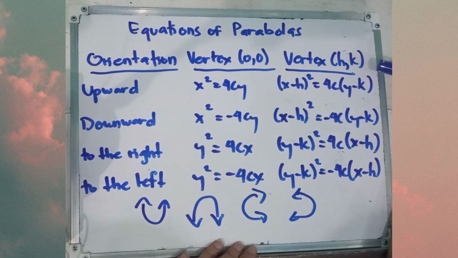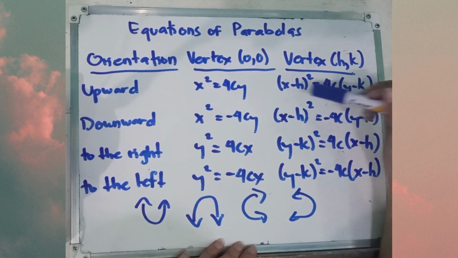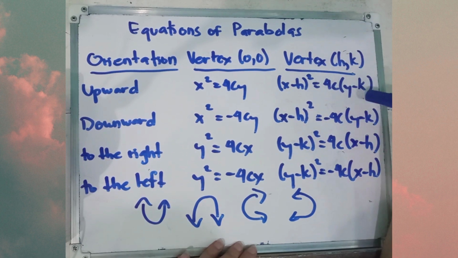For equations or graphs whose vertex is not at the origin, we have the quantity of x minus h squared equals 4c times the quantity of y minus k for graphs opening upward. If the graph is opening downward, it's the quantity of x minus h squared equals negative 4c times the quantity of y minus k. I think you're already familiar with h, k since we've already discussed the concepts about circles. So h, k are the coordinates of the vertex.